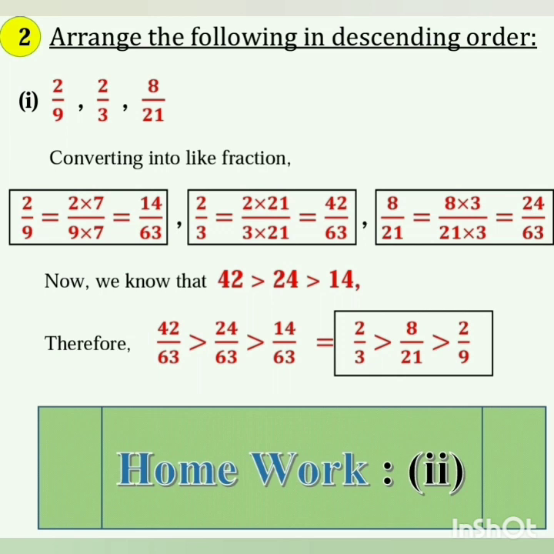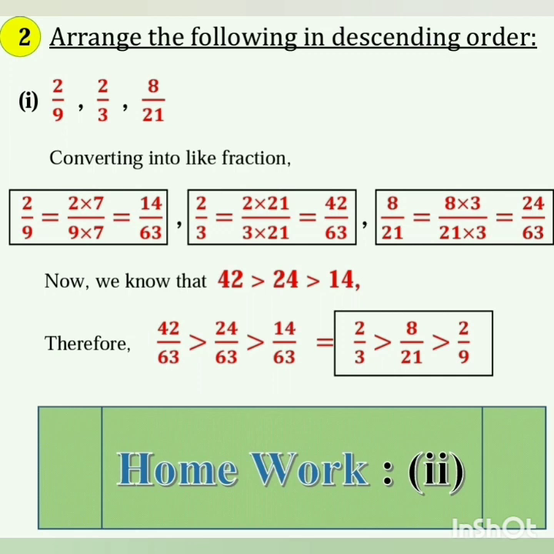14/63. Now the second fraction is 2/3, which is equal to 2 into 21 upon 3 into 21, which is equal to 42/63. And the third one is 8/21, which is equal to 8 into 3 upon 21 into 3, which is equal to 24/63. Now in the like fractions, please note the denominators of all the 3 fractions are equal, that is 63.